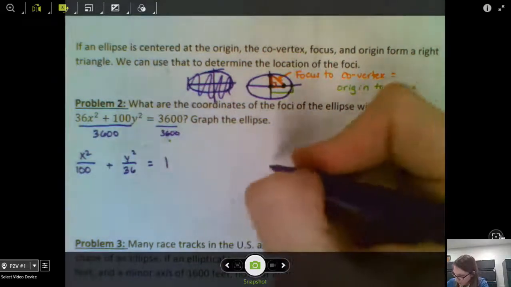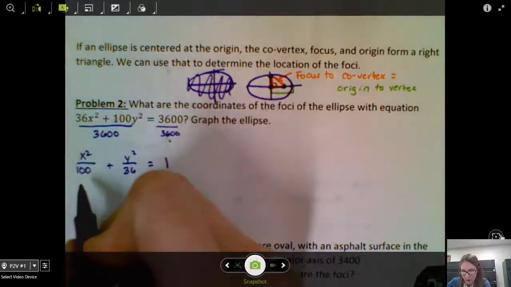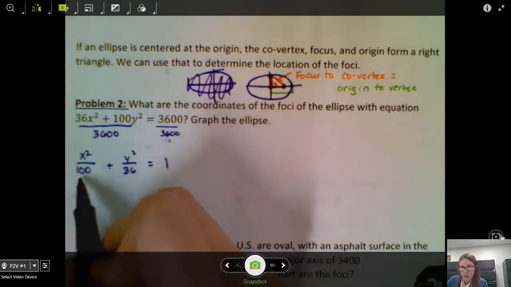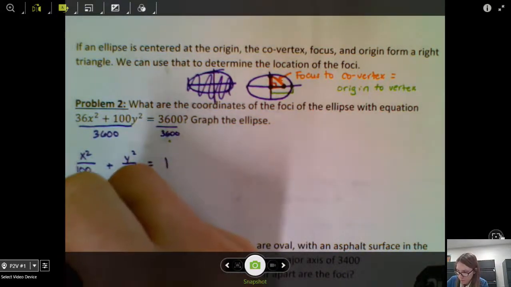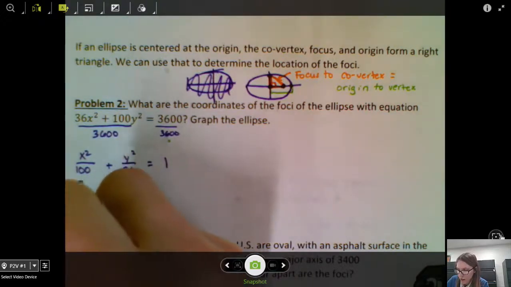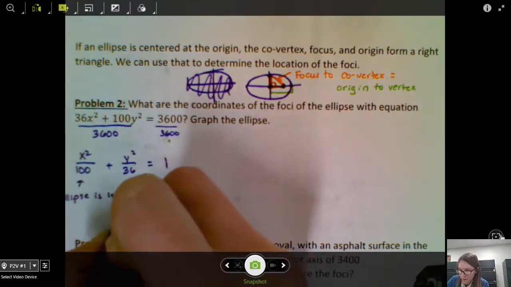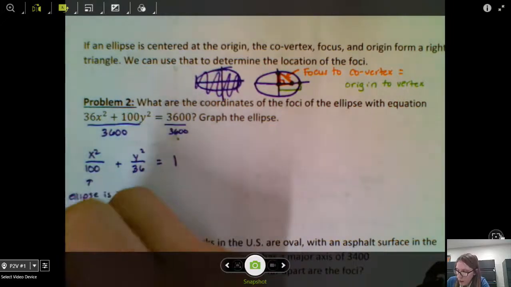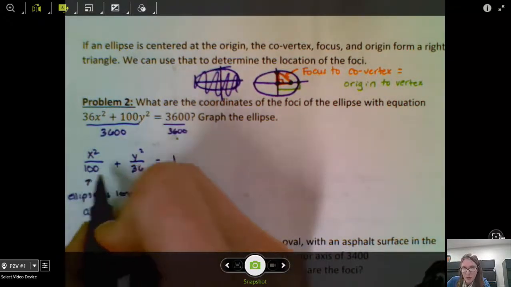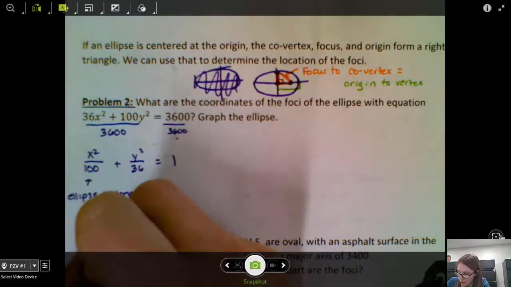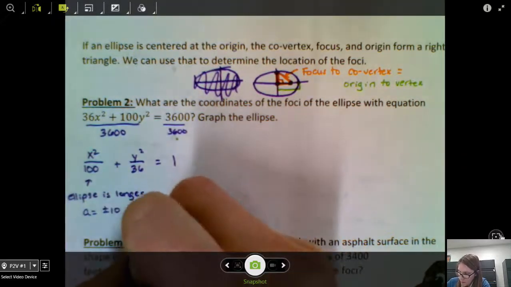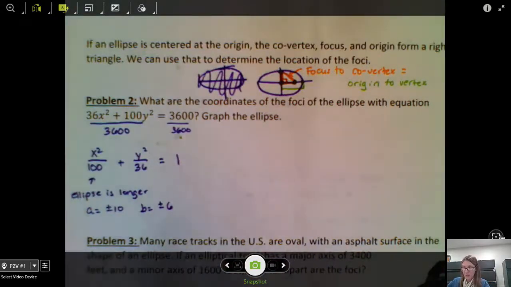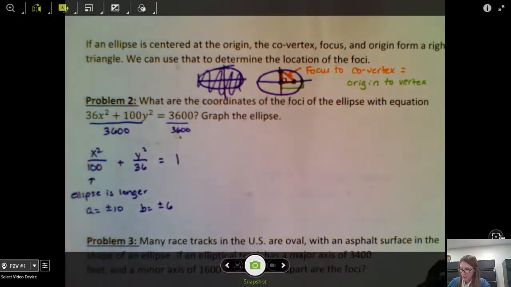So let's start off by graphing here. But before we graph, we really need to figure out, is our ellipse going to be longer or taller? And since this first number is bigger, that tells us our ellipse is longer. Our ellipse is wider. So that means if you look at our equation, this is a squared and this is b squared. A is 10 or negative 10. B is 6 or negative 6. And again, because this first number is bigger, that tells us our ellipse is longer.